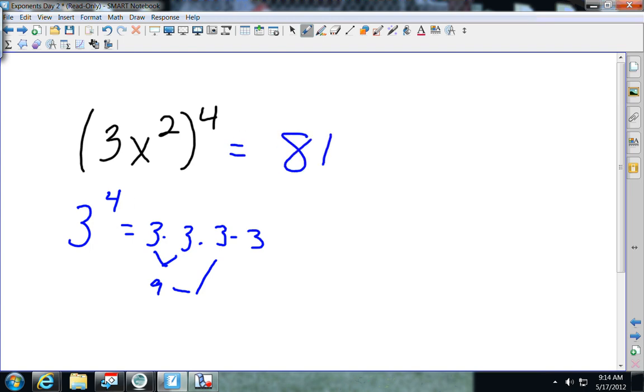Please make sure that you do not make the mistake by just taking 3 times 4. And then x, now you multiply only the exponents. So it's x to the 8th power.